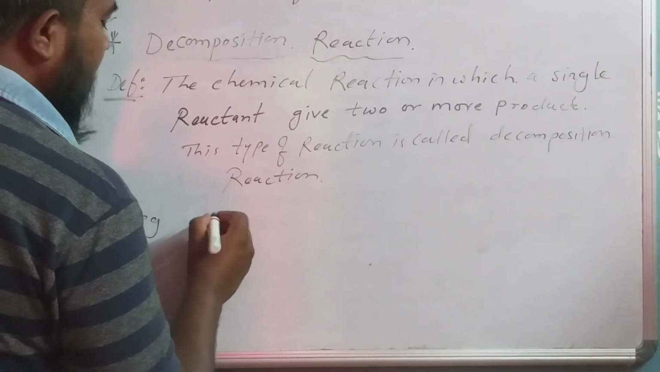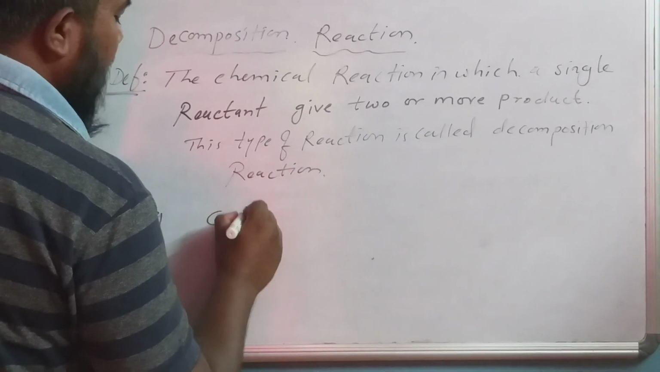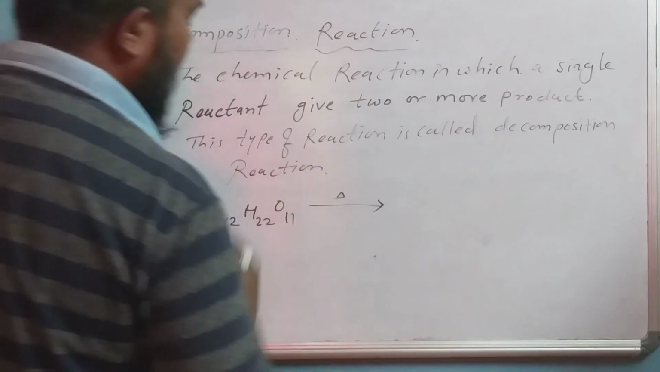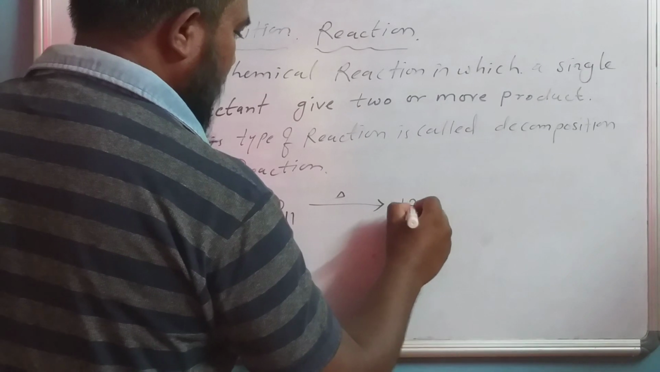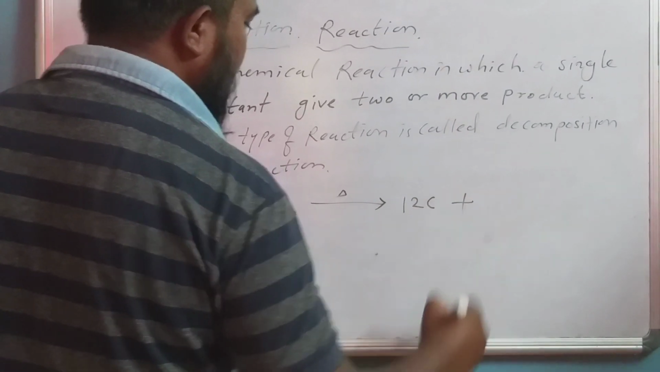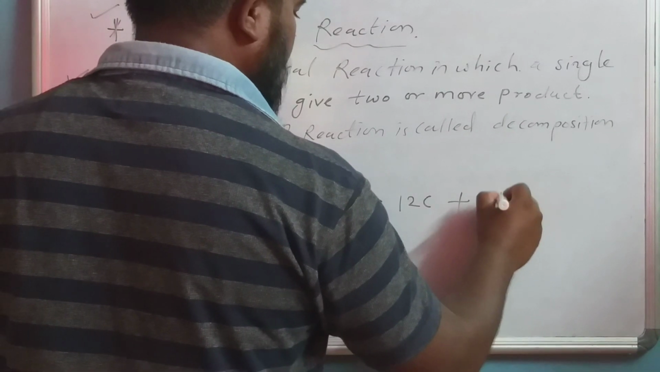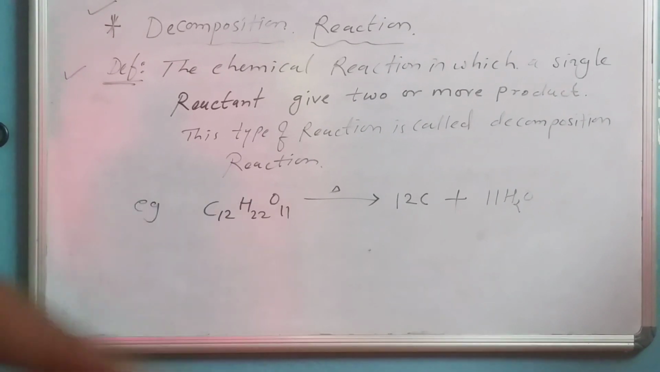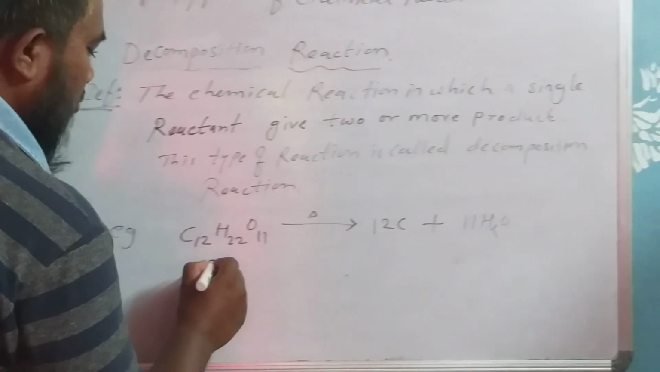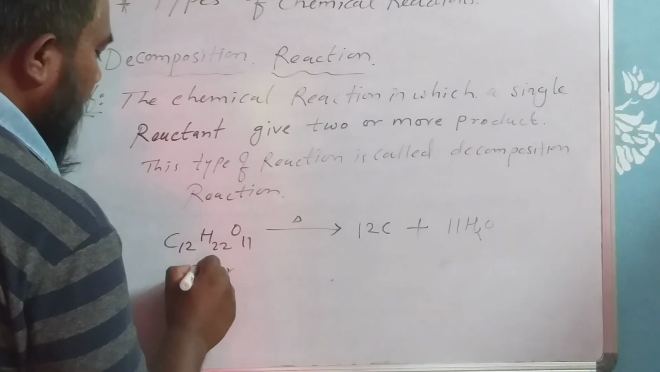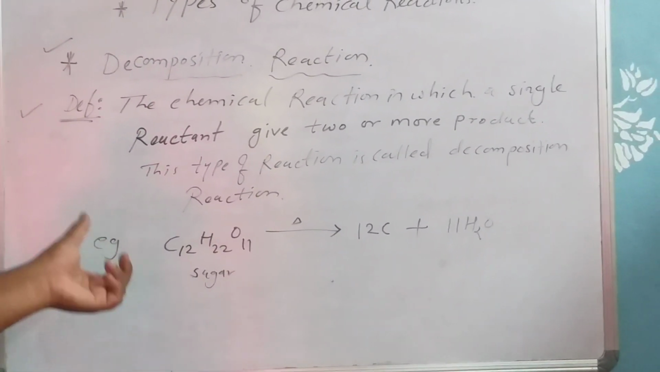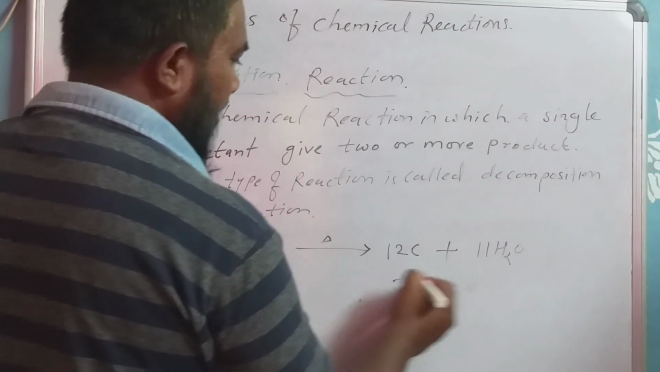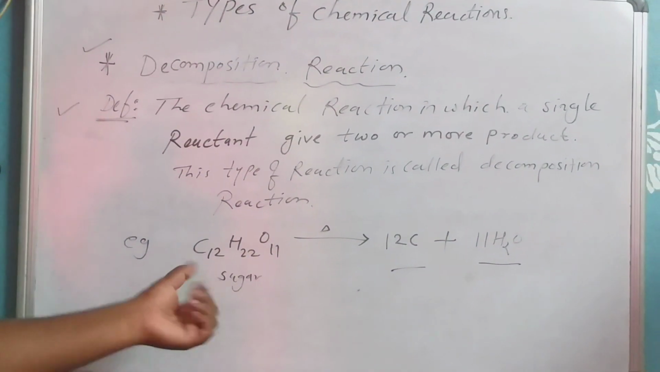Now we can take the example of sugar, C12H22O11. On heating it will give 12 C plus 11 H2O. In this particular example, we have taken the sugar's formula. Sugar is a single reactant. After heating, it will convert into two parts. Carbon will be separate and water will be separated from the sugar's formula.